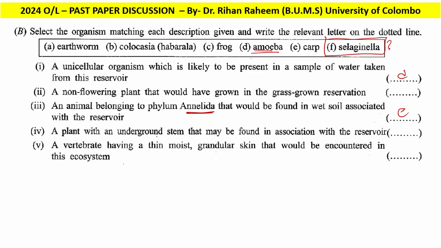A plant with an underground stem that would be found in association with the reservoir. Underground stem, we have the rhizome, corm, bulb, and stem tuber. Okay, so under corm only there are examples: taro, yam, cocoa yam, Colocasia, Alocasia, Habarala.